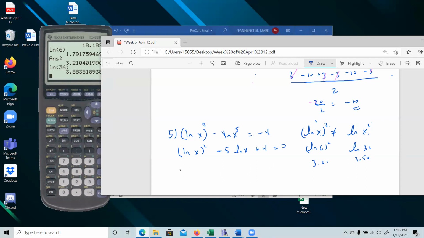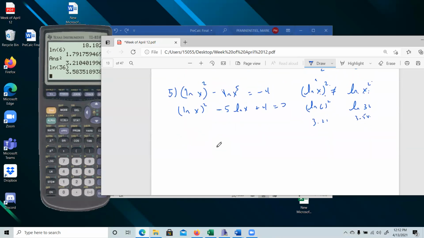The further away from e we get, the bigger the difference. So if I put in e here, we're going to get natural log of e, which is 1. 1 squared is 1, versus the natural log of e squared, we're going to get 2 times natural log of e. 2 times 1 is 2. So here we get 1, here we get 2. So they are different numbers.